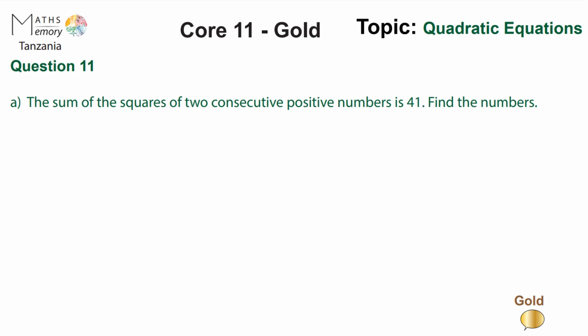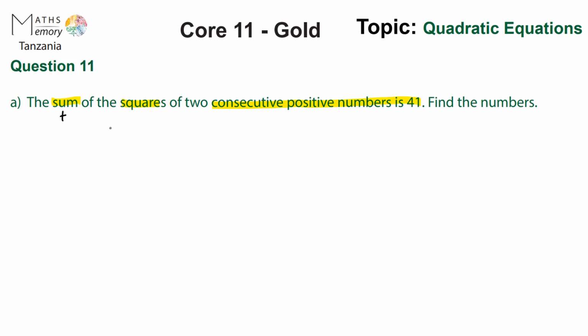Question 11, core 11 gold quadratic equations. Let's press pause, write this question down, press play when you have finished. So the sum of the squares of two consecutive positive integers or numbers is 41. Find the numbers. So these are keywords over here. First of all, sum means to add, square means you square two numbers consecutive one after each other.